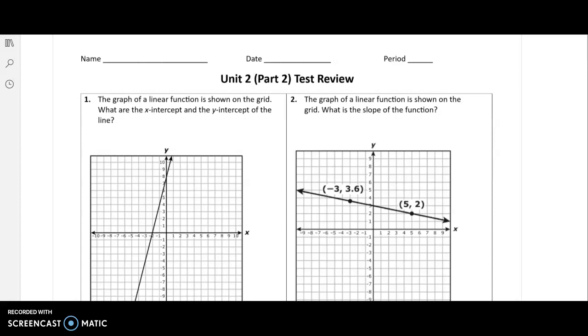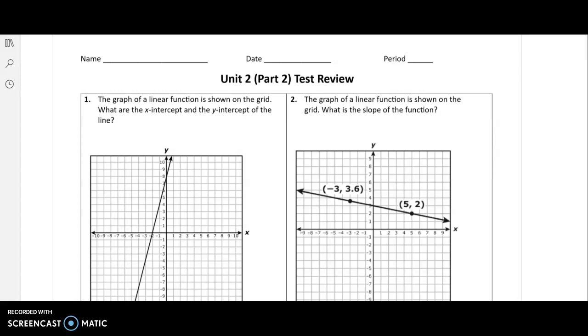Hi everyone. This is a video to walk you through our test review for Unit 2 Part 2 test. Make sure that with each of these problems, before I go over it, you try it yourself first to see if you know it or not. It's kind of like quizzing yourself before taking the test to see what concepts you understand and what concepts you don't. So pause the video and take a moment to try questions number 1 and 2. Go ahead and pause it.